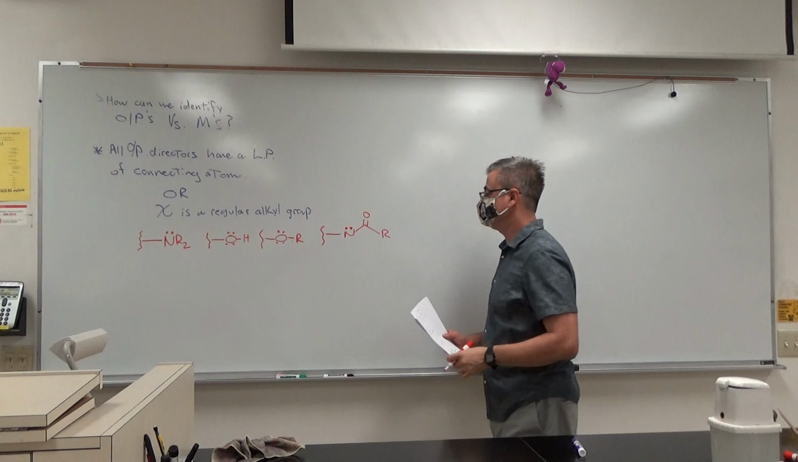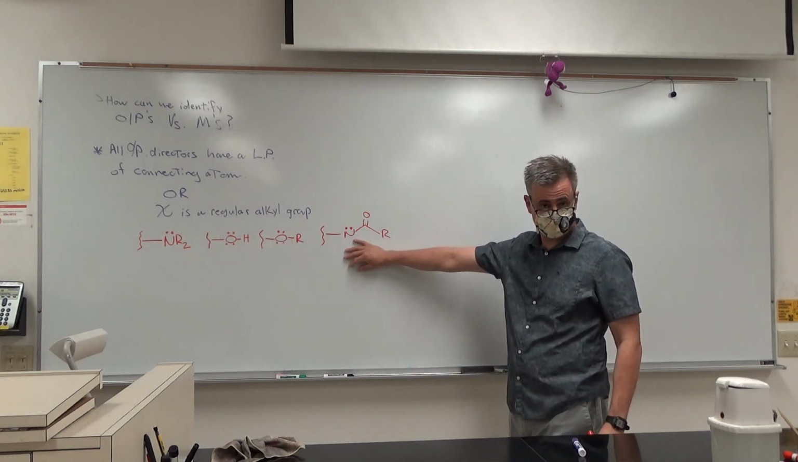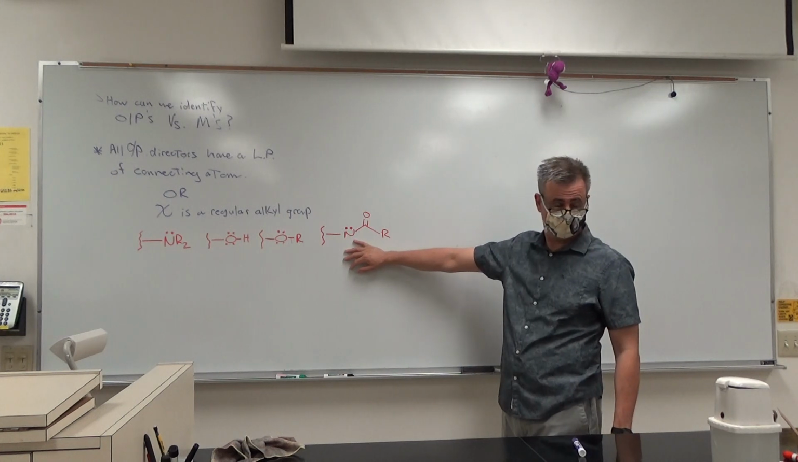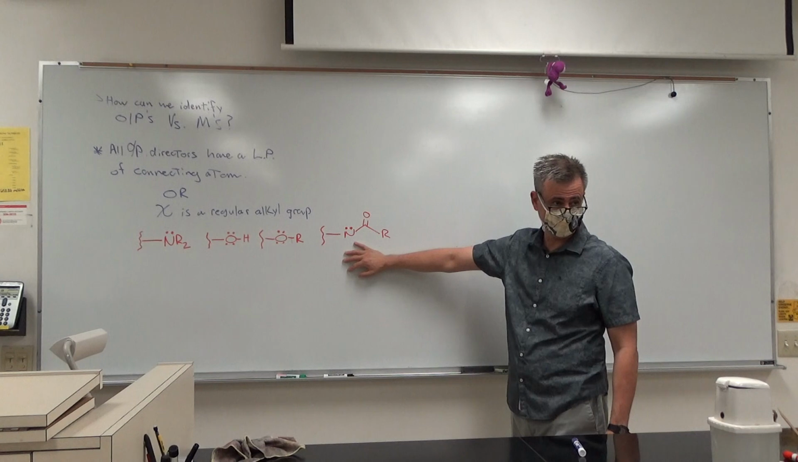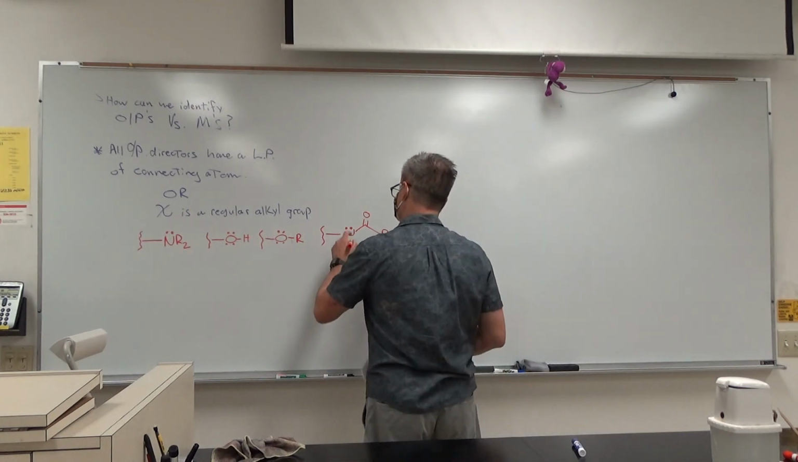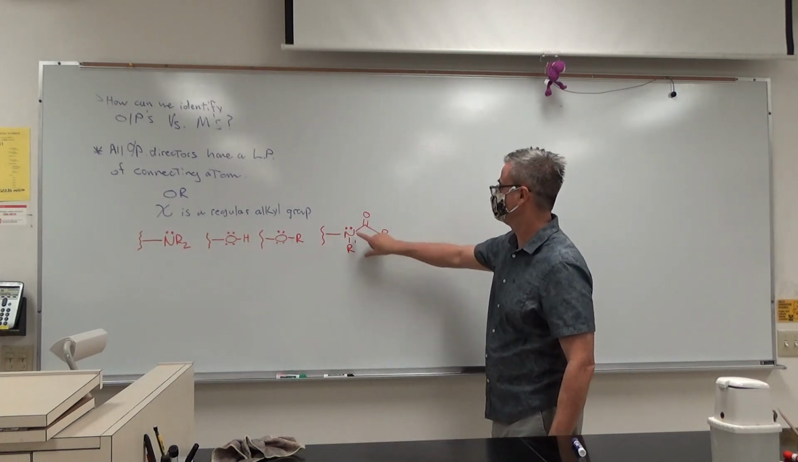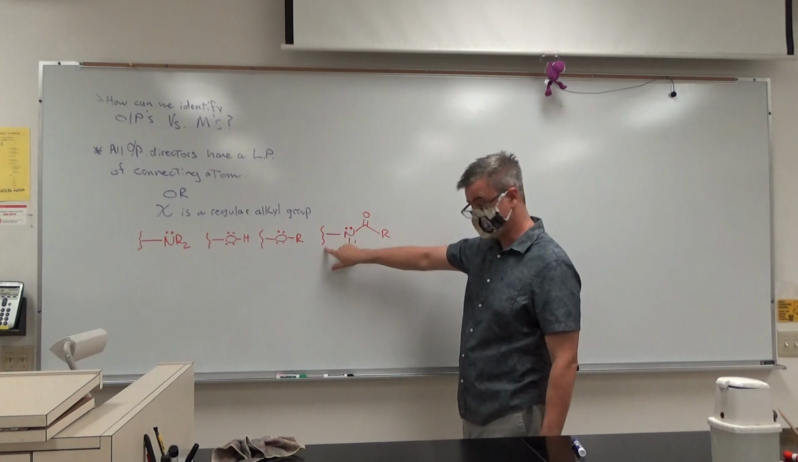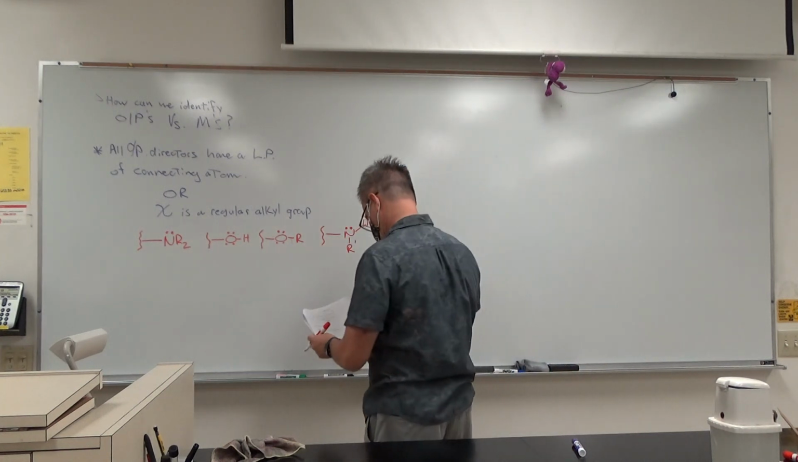Now, in a minute, we're going to see there's a different way that an amide could connect to a benzene ring, where it would not be an ortho-para director, it would actually be a meta-director. But if your amide is set up this way, where the nitrogen directly attaches to the benzene ring, then the connecting atom has a lone pair. So it's an ortho-para director.